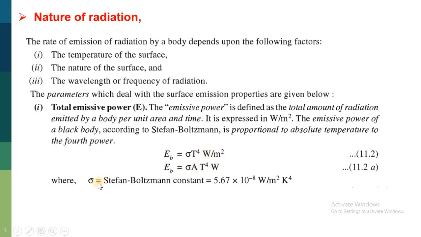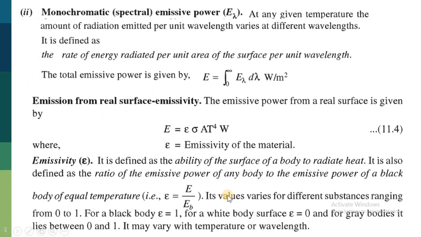What is sigma? It is the Stefan-Boltzmann constant, and its value is obtained through experiments: 5.67 into 10 raised to minus 8 watts per meter square Kelvin raised to 4. This value is very easy to remember: 5, 6, 7 and 8. Now what is the next definition? Monochromatic or spectral emissive power. Here the emissive power is decided at a fixed wavelength. In the previous definition we were not worried about the wavelength, but here monochromatic means a fixed wavelength.